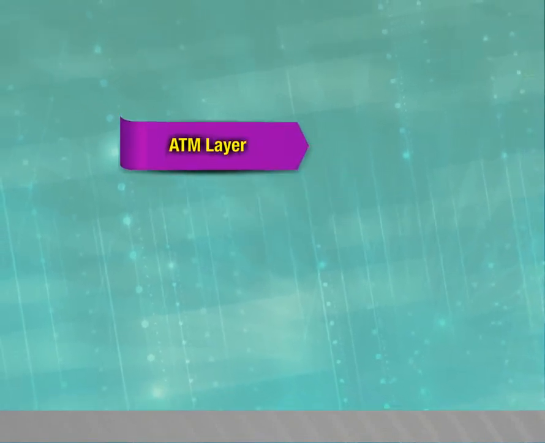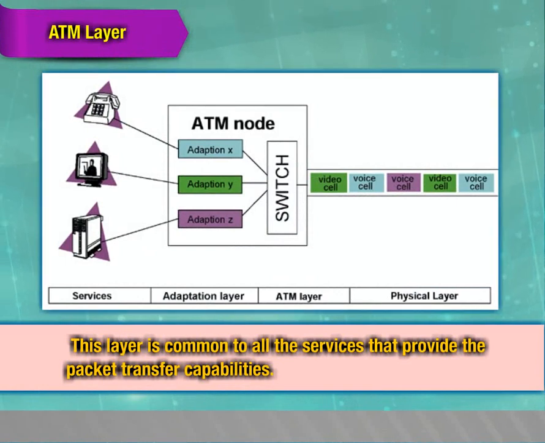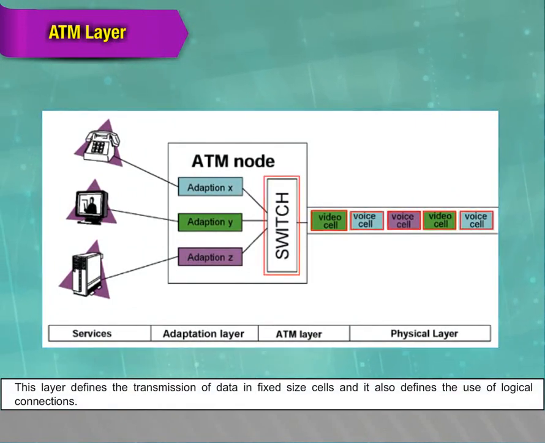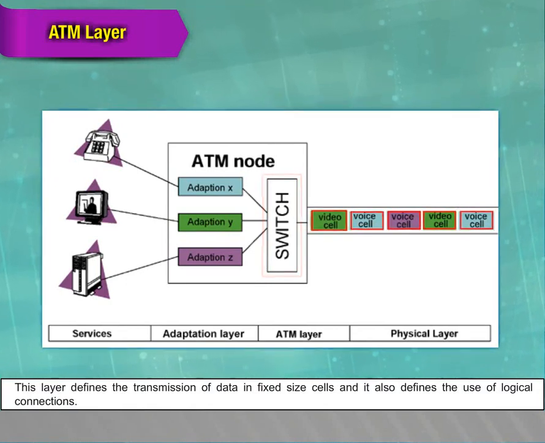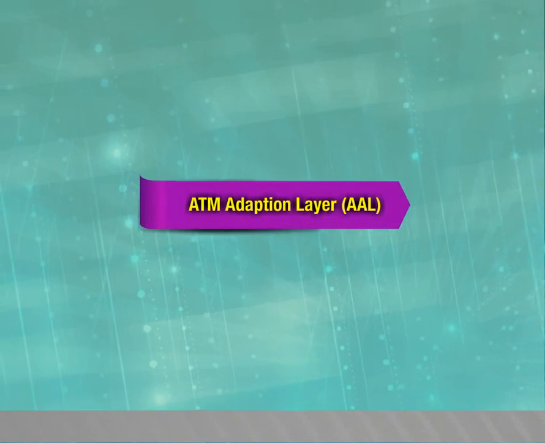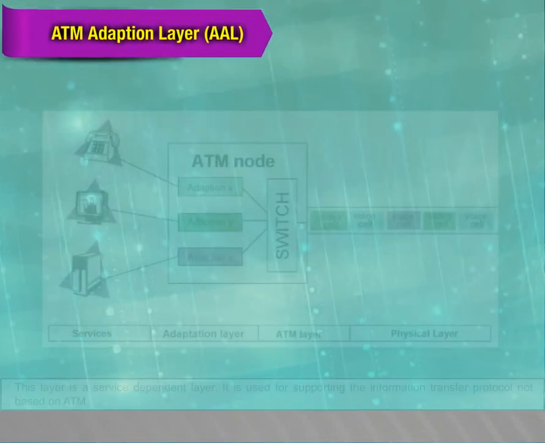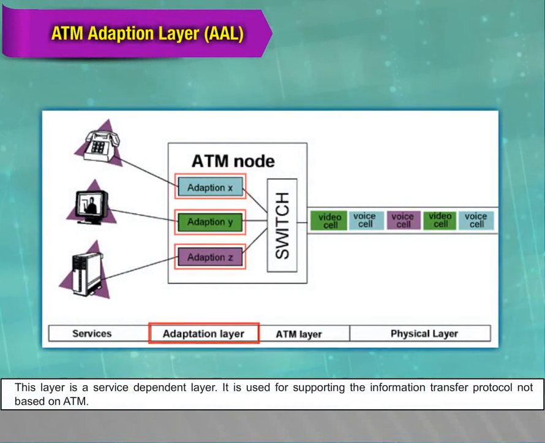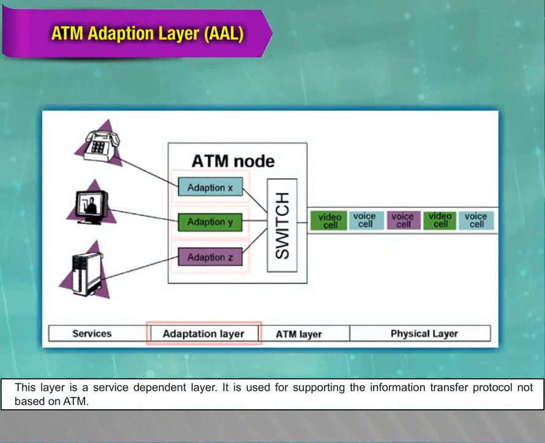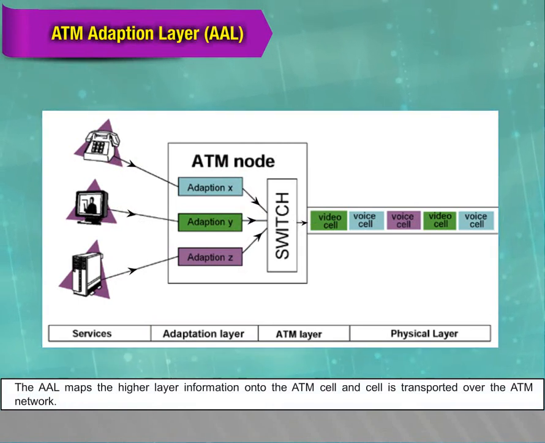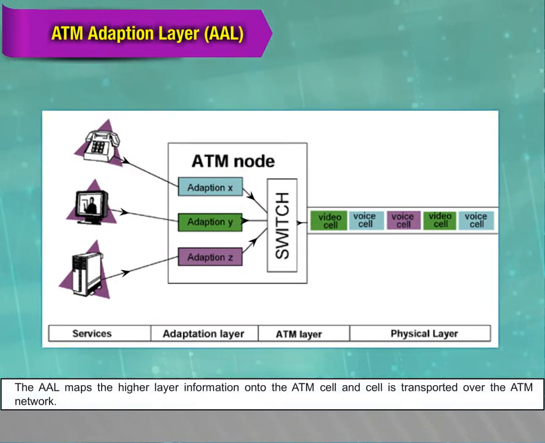ATM layer. This layer is common to all the services that provide the packet transfer capabilities. This layer defines the transmission of data in fixed size cells, and it also defines the use of logical connections. ATM adaptation layer, AAL. This layer is a service-dependent layer. It is used for supporting the information transfer protocol not based on ATM. The AAL maps the higher layer information onto the ATM cell, and the cell is transported over the ATM network.